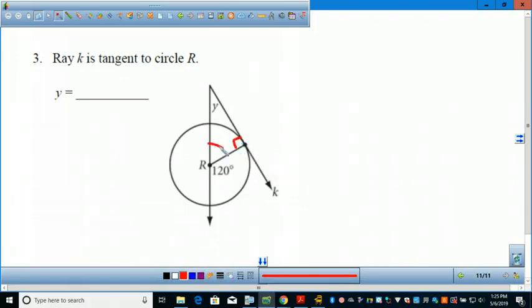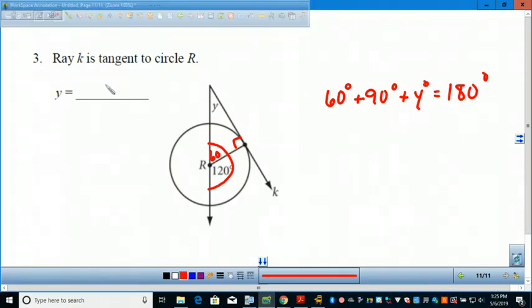Can you guys figure out this angle here? It's a linear pair. So that has to be 60. And what's true about a triangle? They all have to add up to 180. So go ahead and figure out what angle Y is. All right, so I got 30 for number 3.